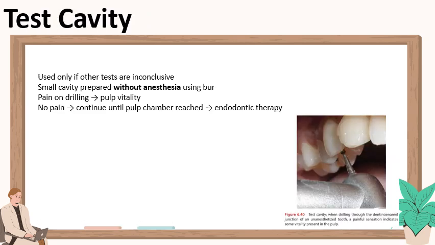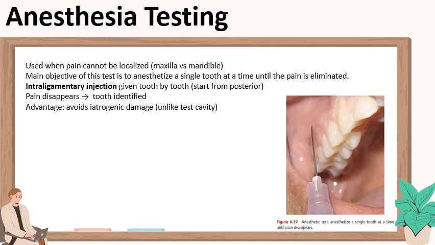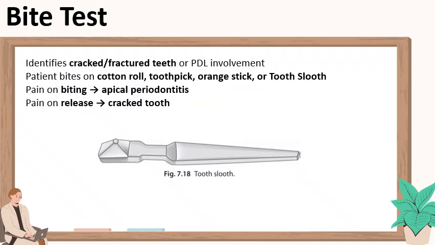Coming to the test cavity, it is rarely used today, but it involves drilling the tooth without anesthesia to check for sensitivity when the other tests are inconclusive. And coming to anesthesia testing, it helps us to localize the pain by selectively anesthetizing the tooth until the pain disappears. Moving on to the bite test, this helps us to identify a cracked or fractured tooth or PDL involvement, where the patient bites on a cotton roll, a toothpick, an orange stick, or a Tooth Slooth. When there is pain on biting, it indicates apical periodontitis. And when there is pain on release, it indicates a cracked tooth.